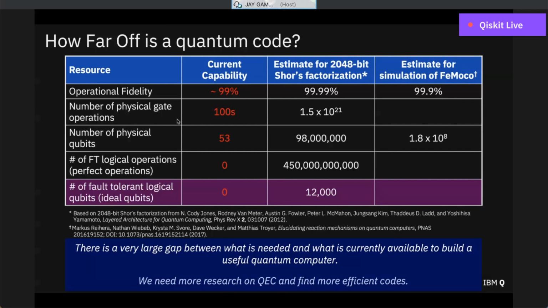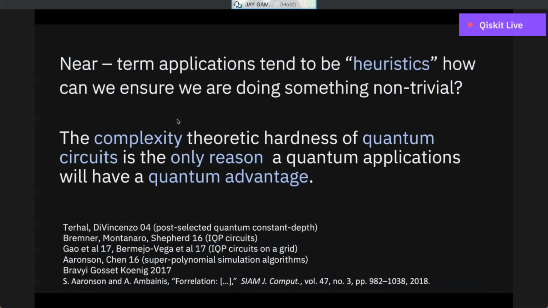But I want to change direction and come back to quantum circuits. In the near term, there's an interesting area that is developing. There are these near-term applications, and they're heuristic in nature, and we need to be sure that they're doing something interesting. My view is that for the circuits that we're running on this hardware, the complexity hardness needs to go into these circuits, and only the circuits that are difficult to run will be the ones where we can hope to have a quantum advantage.